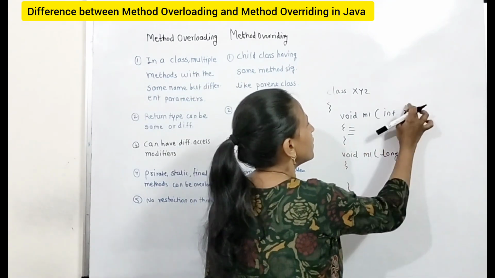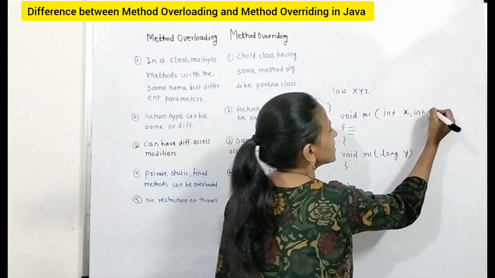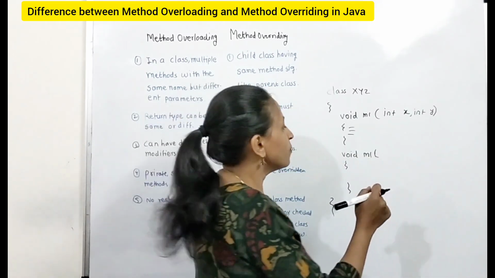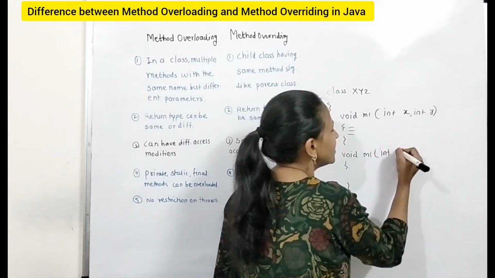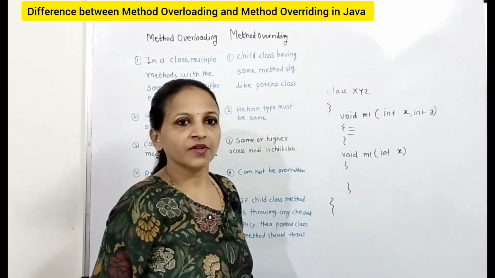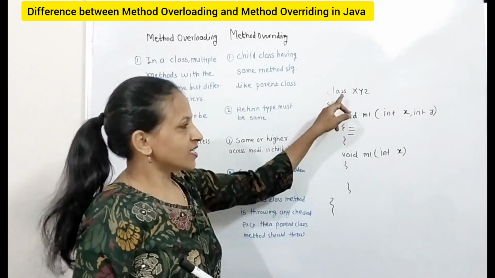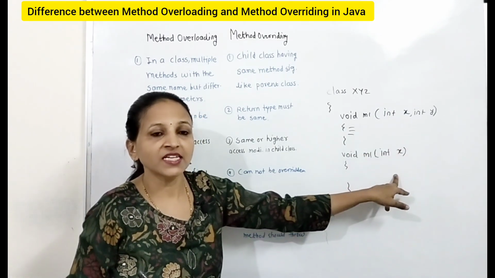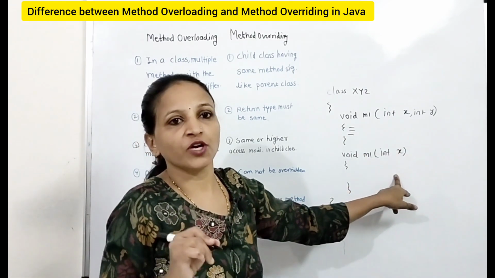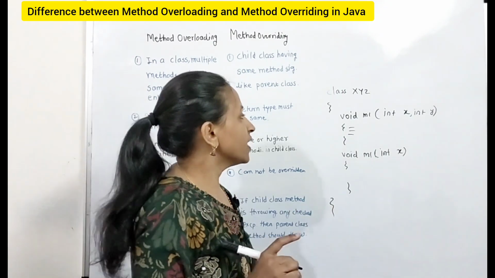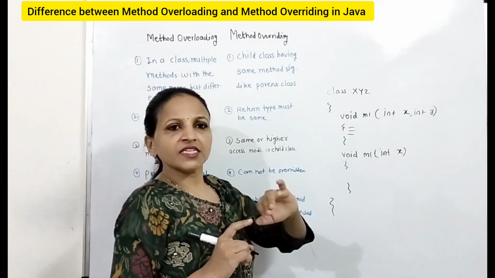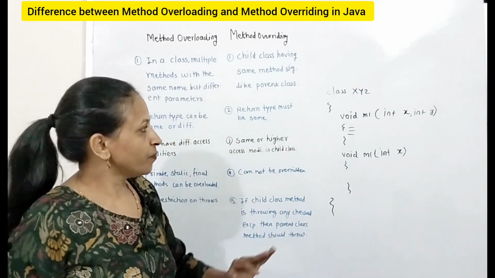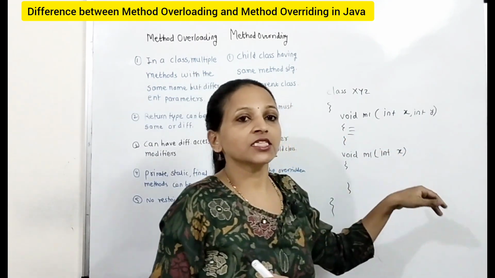Suppose this m1 method is taking two arguments, let integer x and integer y, and let this m1 method be redefined again, taking only one integer argument, let x. See, this class xyz has two methods with the same name but different arguments, so that is the concept of method overloading. Now see, here the return type doesn't matter. The return type may be the same or may not be the same, no problem. Only the method signature should be different.